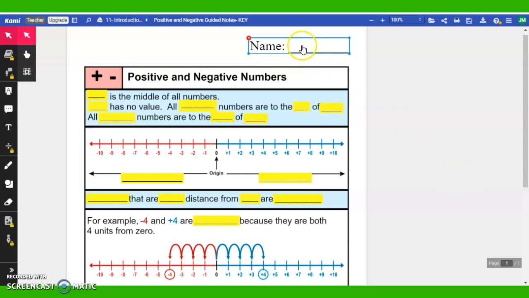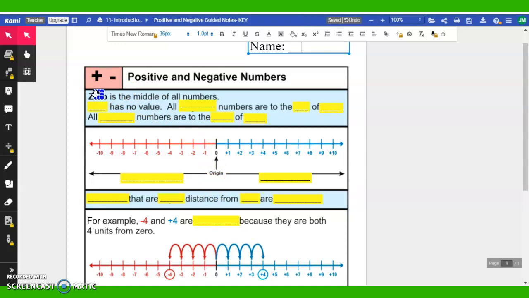Of course, you need to go ahead and fill in your name. Put your name on your guided notes, just like you would do for every other document. This first section says positive or negative numbers. So we have blank is the middle of all numbers. If you look down here at your number line, you'll notice that in the very middle, or the origin, is the number 0. So 0 is the middle of all numbers. The very first box should be 0.